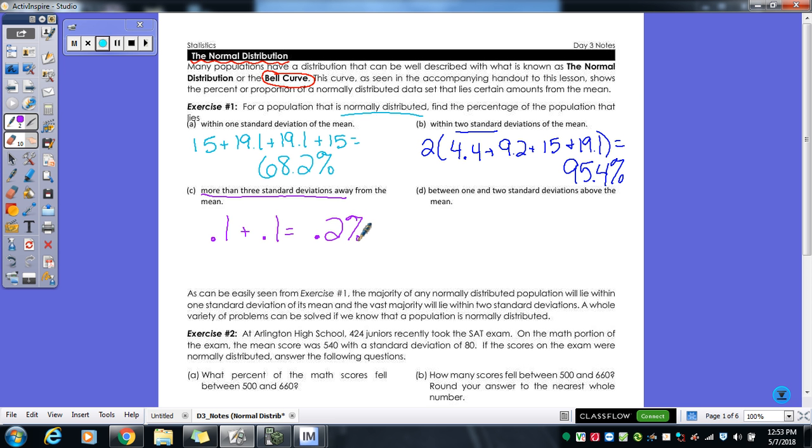So that ends up being 0.2%. So it's very unlikely you're going to be beyond 3 standard deviations. Yes?